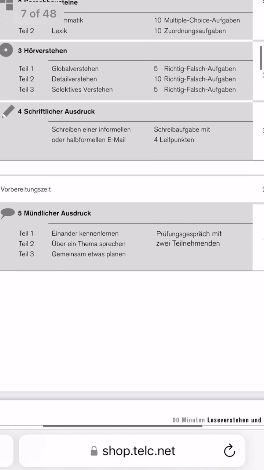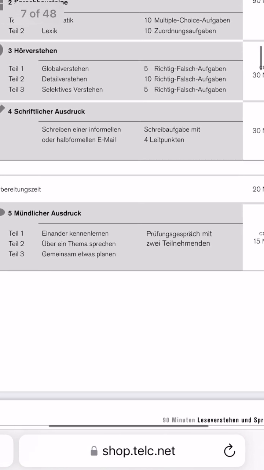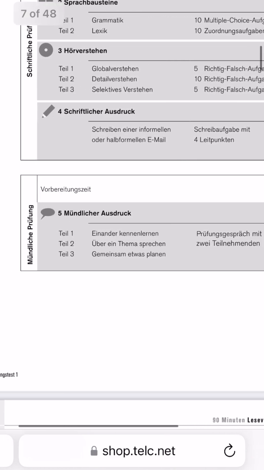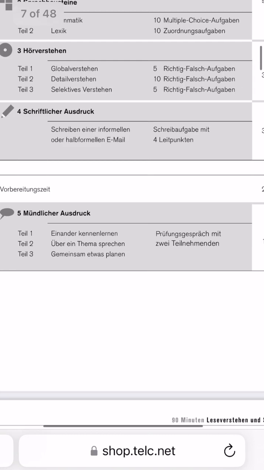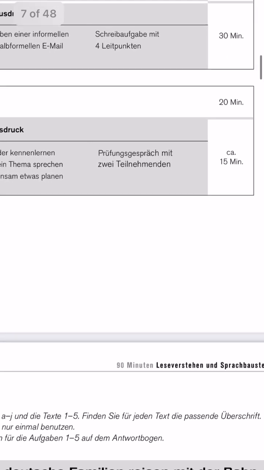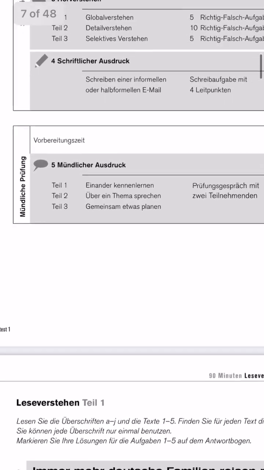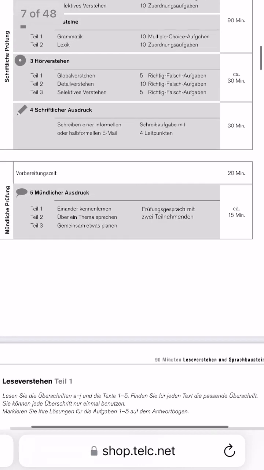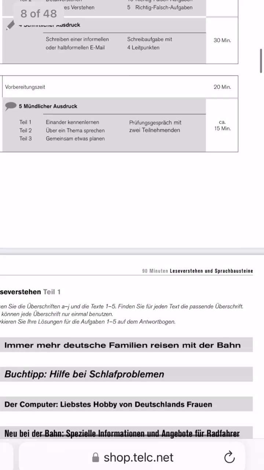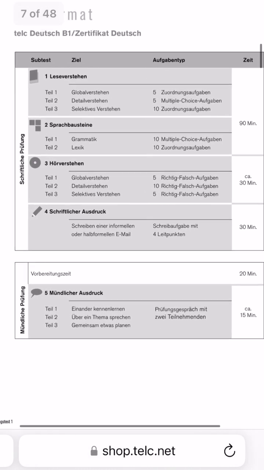Mündlicher Ausdruck has three parts. For the first part, we will introduce ourselves. In the second part, we will talk about a topic. And then in the third part, we will plan something together. For preparing the speaking part, you will get 20 minutes of Vorbereitungszeit before the speaking exam. So let's start with today's video.